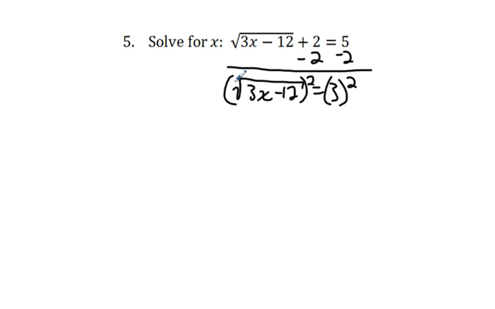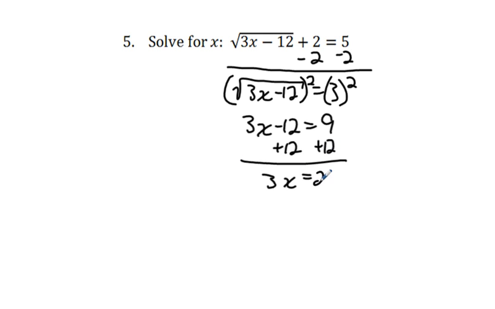By squaring something, the square root of something, that pretty much just takes away the square root. You can think of it as canceling out if you want to. And you get 3x minus 12 on this side. On this side, we get 9. Add 12 to both sides. We get 3x is equal to 21. Divide both sides by 3. You get x equals 7.